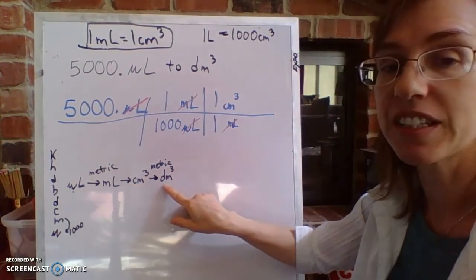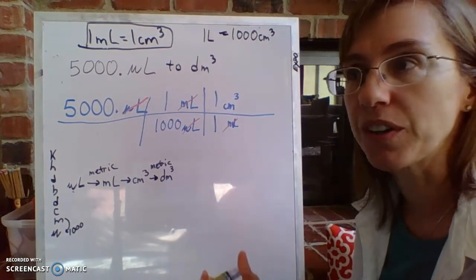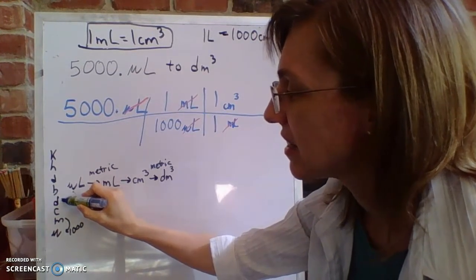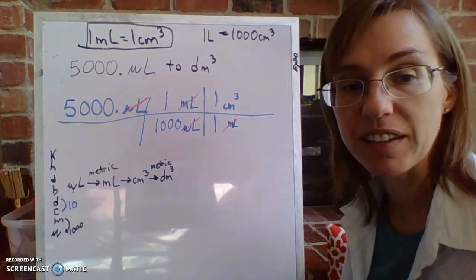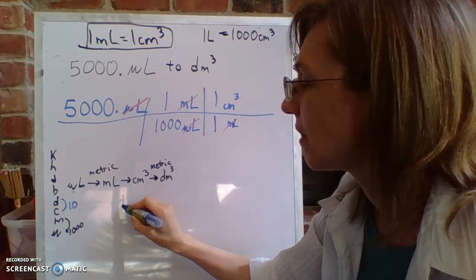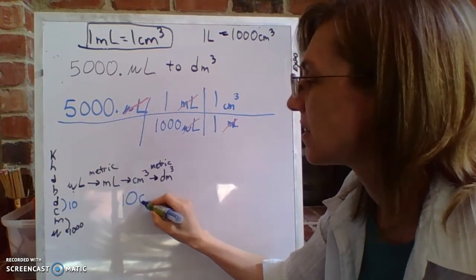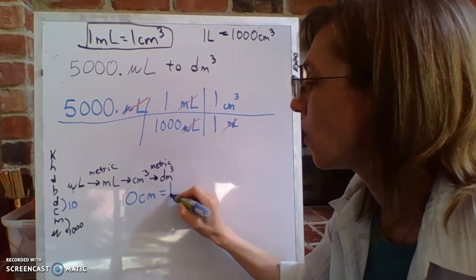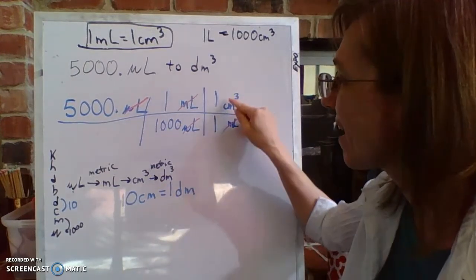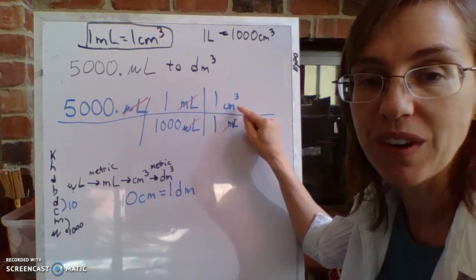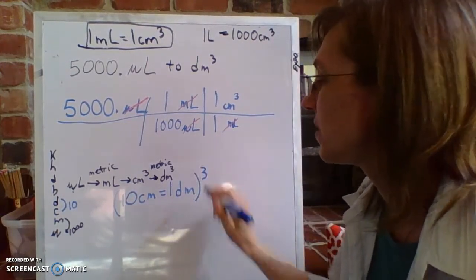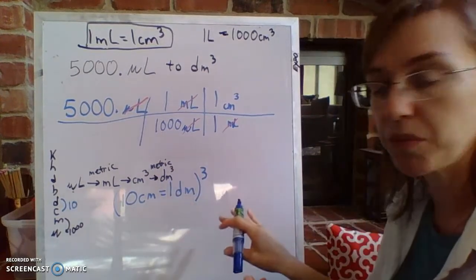Centimeters cubed, we're going to change it to decimeters cubed. We have to think about how we're going to do that. Well, we know from King Henry doesn't bother drinking chocolate milk that deci and centi are separated by a factor of 10. Okay, so you've got 10 of the centimeters equals 1 of the decimeters. However, we don't have centimeters and decimeters here. We have centimeters cubed. So what we have to do is cube this entire thing. You cube one side, you've got to cube the other side.